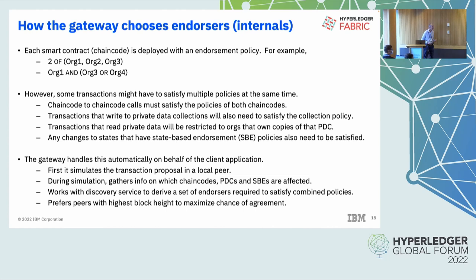Question. Is there a second simulation being done, or is it just one? So it's two phases. First, it simulates it on the local peer in order to understand what the endorsement policy will be. Then it's got a set of endorsers that it needs. Obviously, it's already done it itself, so whatever's left, it will then, in parallel, go out and gather all the others. So it's a two-step.